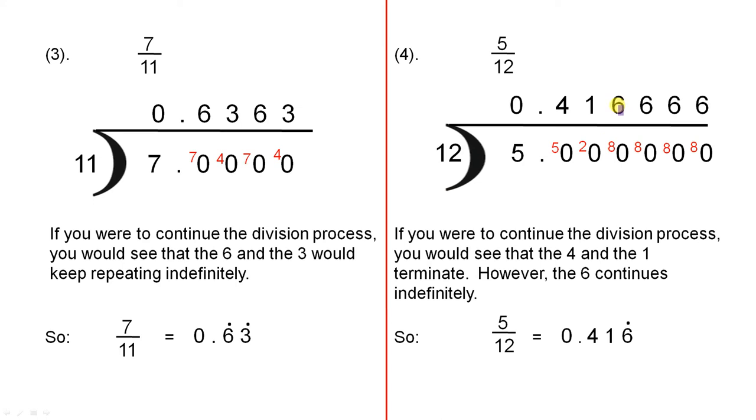12 sixes are 72. 8 left over. 12 into 80 goes 6, 8 left over. 12 into 80 goes 6, 8 left over, and 12 into 80 goes 6. So we've seen the pattern. There it is there. If you were to continue the division process, you would see that the 4 and the 1 terminate. That is, they stop. So 4, 1, that's it. However, the 6 continues indefinitely. So the 6 keeps going, as you can see here. What we do there is 5 over 12 equals 0.41, which terminates, and put a little dot on top of the 6, which means that the 6 continues on.